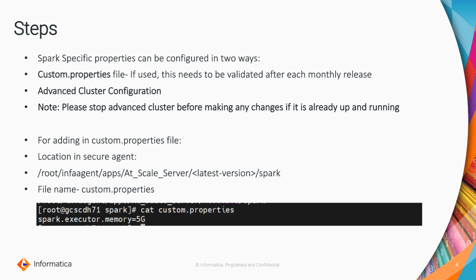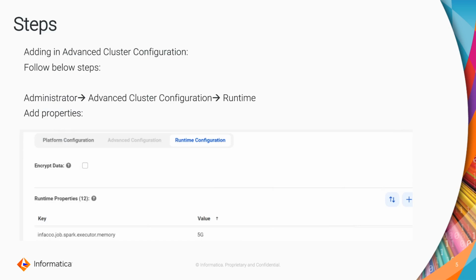So basically there are two ways to configure these Spark properties. One is by the custom.properties file, which will be located on secure agent home /apps /@scale server latest version /spark directory. While updating any properties in this custom.properties file, make sure the advanced cluster is stopped before making any changes. Another way of updating this custom property is from the advanced cluster configuration, where you will have the runtime configuration and you can update the properties with the prefix infra.cco.job.custom properties which you want to update.